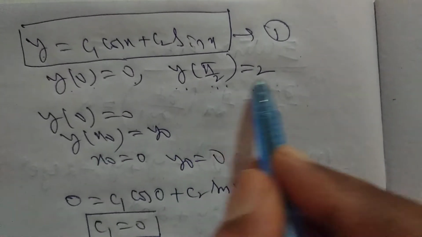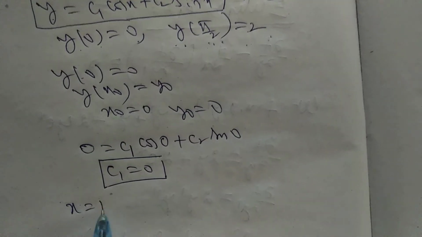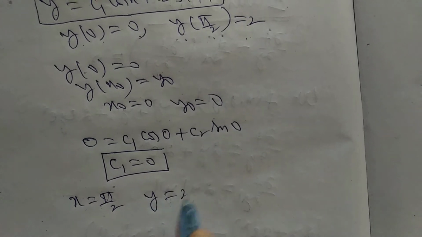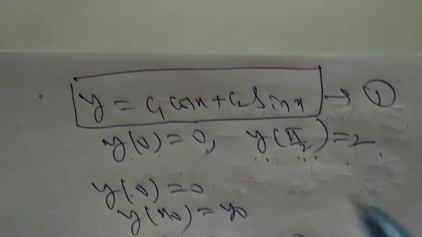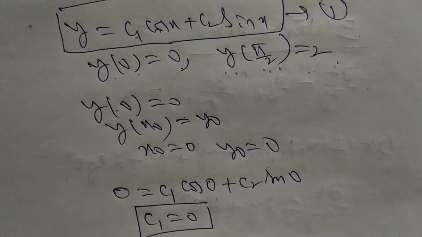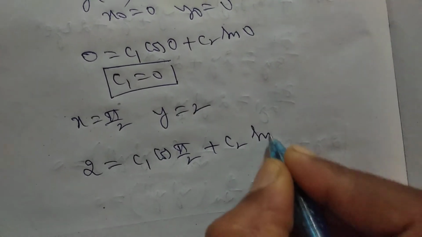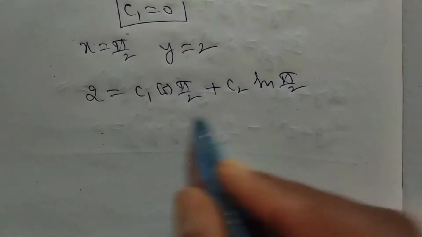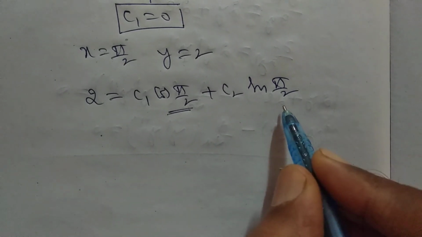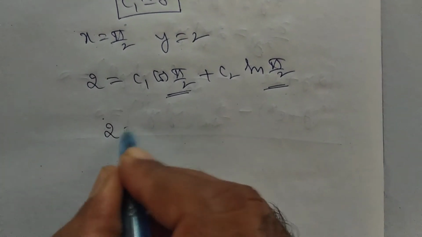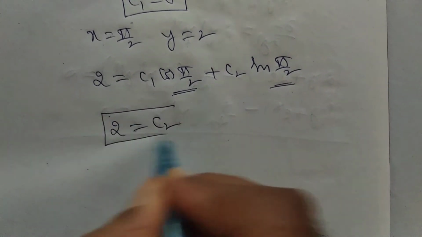Similarly, y(π/2) = 2. Same, y(x0) = y0. So x is π/2 and y is equal to 2. Substitute y = 2 and x = π/2: 2 = c1 cos(π/2) + c2 sin(π/2). What is the value of cos 90? Cos 90 is 0. What is the value of sin 90? It is 1. So this term becomes 0, then c2 times sin 90, which is 1. So therefore c2 = 2.